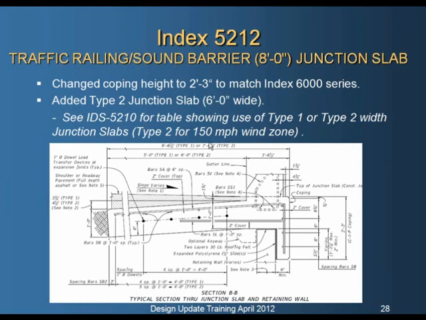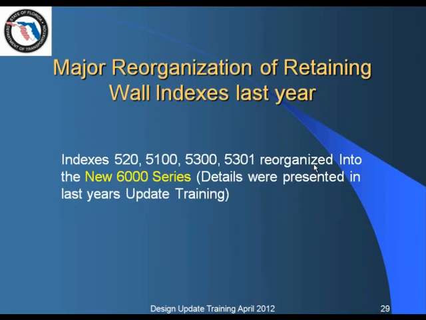So there's now a type 2 option. Type 1 was the original 5-foot design, and type 2 was a 6-foot. And you would just designate in the plans which type of junction slab was required on your project if you had this type of structure.